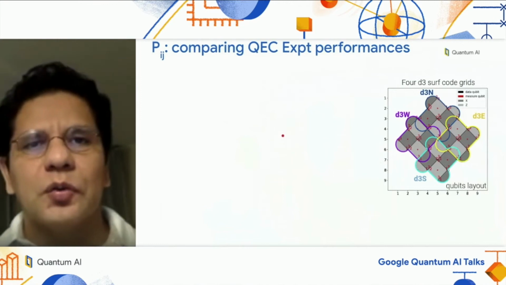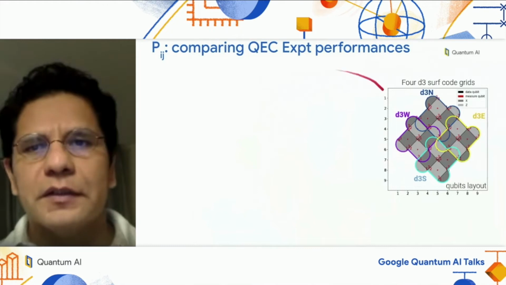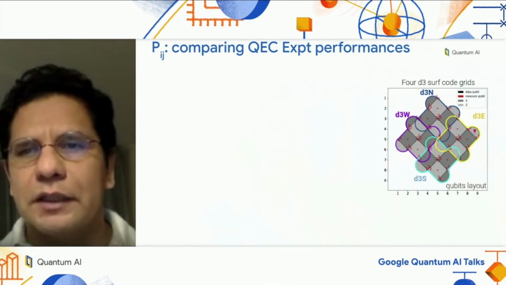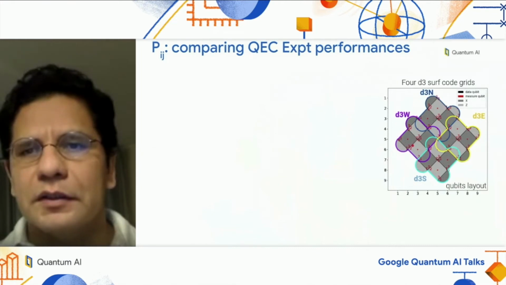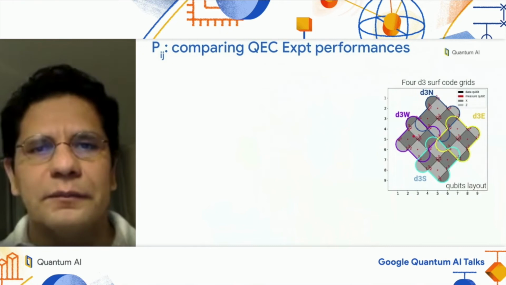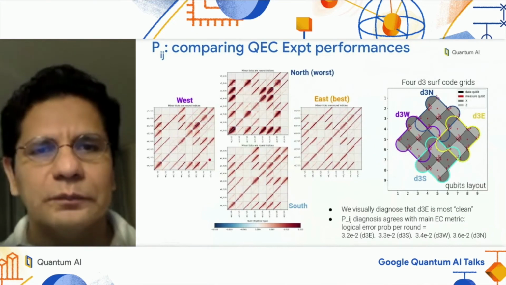PIJ can be used to compare similar quantum error correction experiments. For example, we have done distance 3 surface code experiments, 4 of them, in the distance 5 surface code grid. So we have a north distance 3 surface code, south distance 3, east and west. And these are the PIJ matrices for these 4 distance 3 surface codes.